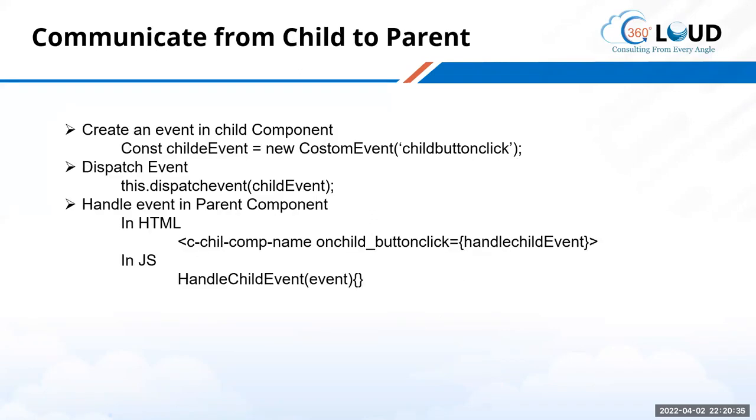In the parent component, in the HTML, we can use the event, whatever event the child is dispatching, so we have to handle that event in the parent. So how to handle that event? We have to handle it inside the child component tag in the HTML, like we are using a child button click, right? So we can use on child button click, and after that we can pass it to our parent component event, and in the parent component event we can handle this event, and we can perform any operations, right?